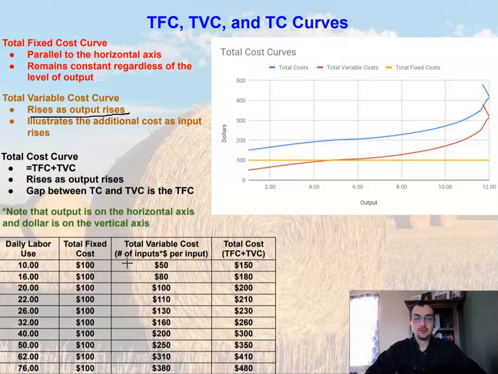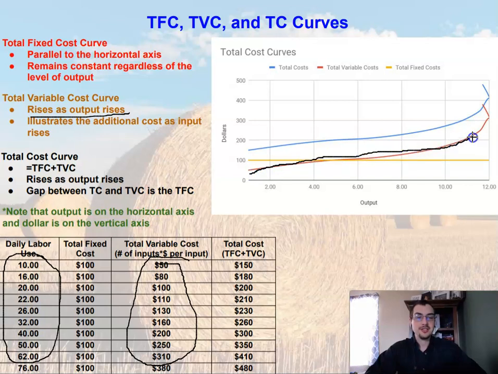So think about it this way. As you produce more, you're using more inputs. As you're using more inputs, your cost is also increasing. So your total variable cost, this red line right here, is going to increase as our output is increasing. The reason why is because of the additional inputs required to produce more. And as we use additional inputs, we also have to pay more for those inputs. So it adds an additional cost to produce more.